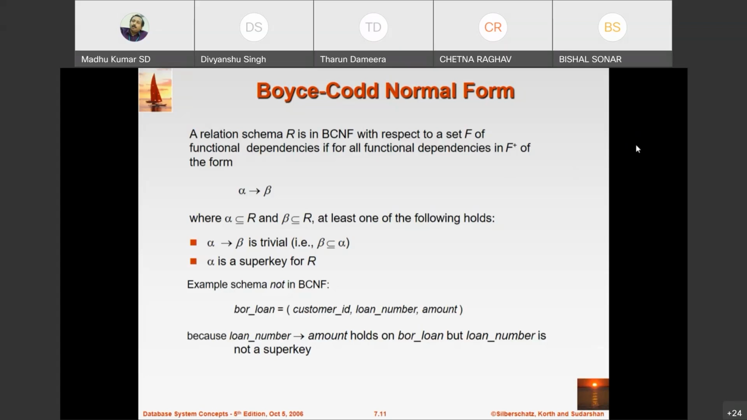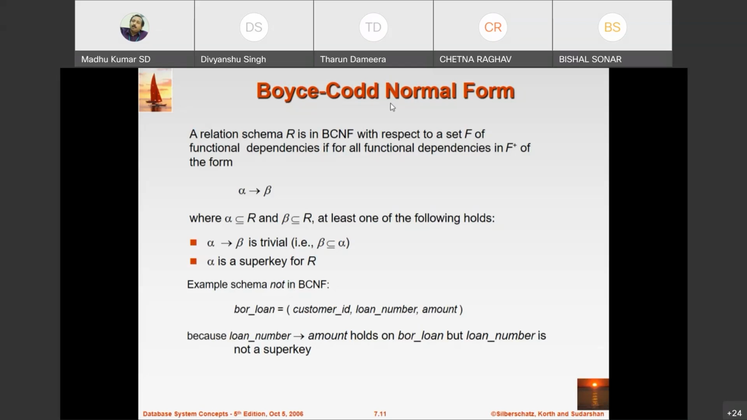Okay, so we are going to see the normalization concept, which is defined based on the concept of functional dependencies. The normal forms are certain logical conditions in which a particular relation can be, and they are defined by making use of the functional dependency concept.